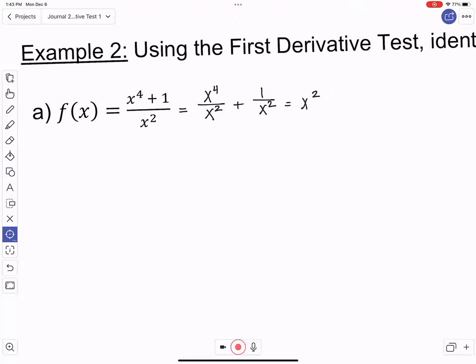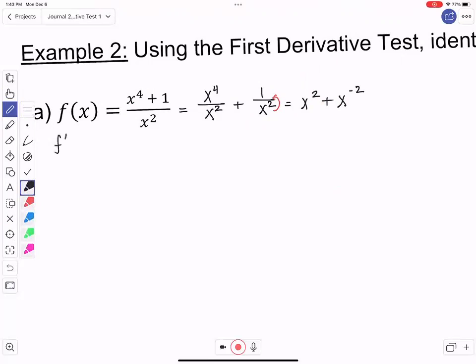And then this one here, you could try to change it to an exponential if you bring this up. So what do we call this one? X to the negative second power. And so with a little bit of algebra, you can turn this problem into this problem. So I don't have to use quotient rule.